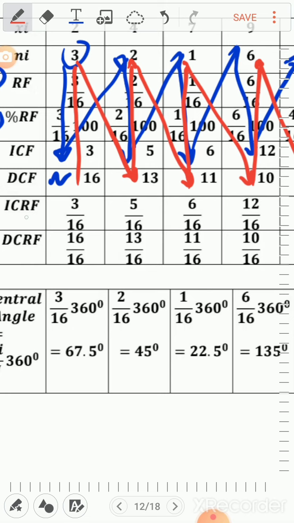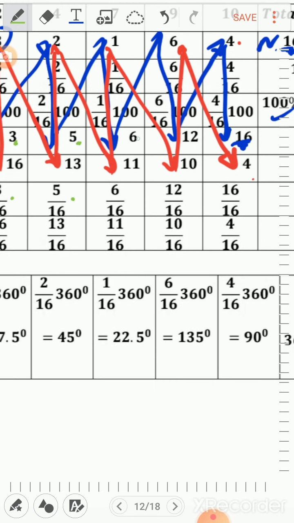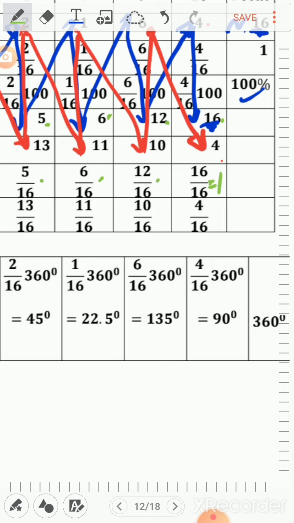Now increasing cumulative relative frequency. The increasing cumulative relative frequency is the increasing frequency over the total. Means this increasing cumulative frequency 3 over 16. 3 over 16 here. 5 over 16. Okay, 6 over 16. 12 over 16. We divide 16 over 16, which is 1, surely. There is no total for this.